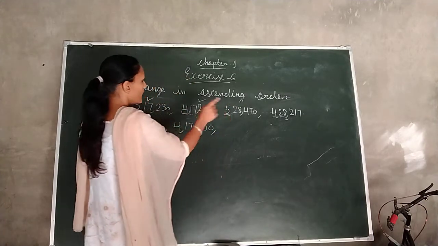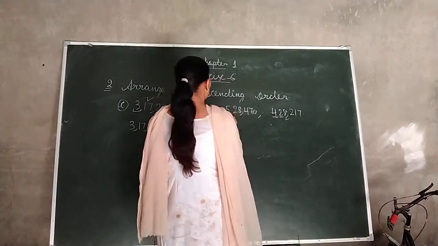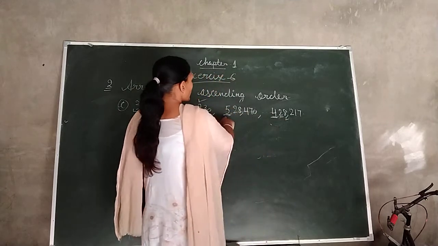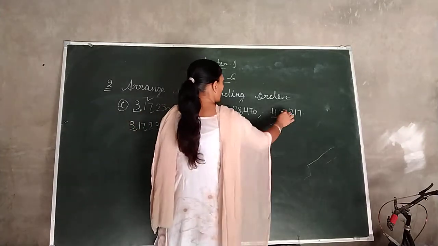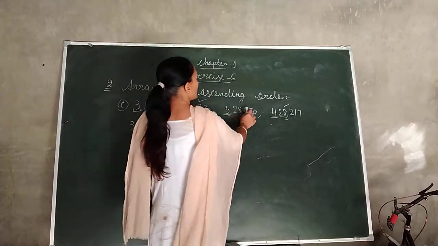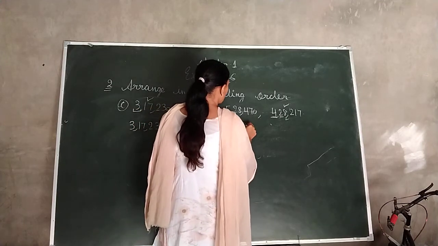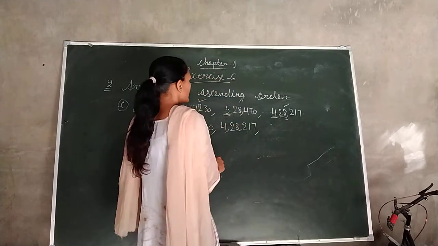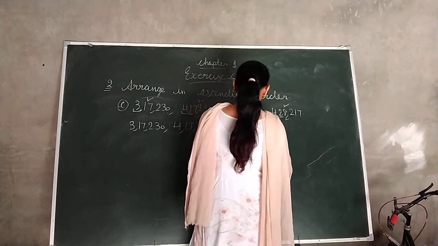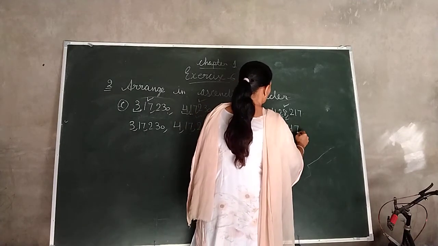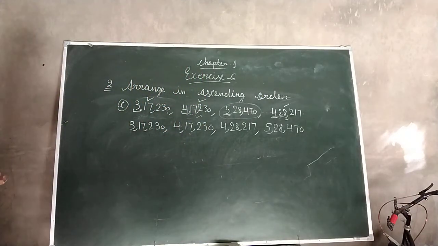4,17,230. Now we have 2 numbers and we have to find the smallest. So first of all we will compare the digits in lakh place. Here we have 5 and here we have 4. 4 is less than 5. So it means this number is smallest among these 2 numbers. So 4,28,217. Next we have only one number and we will write it as the next number. So now we have all the numbers in ascending order.